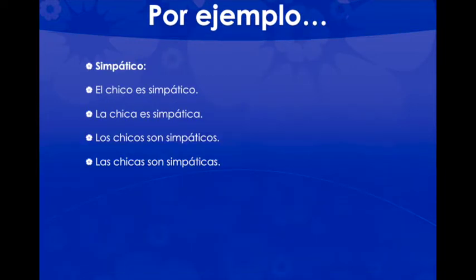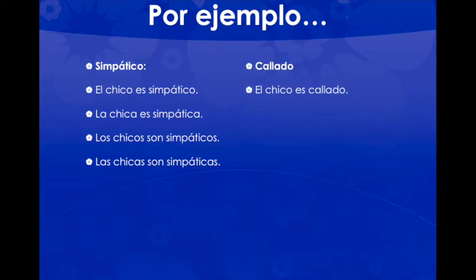So for example, if we were going to look at the noun or the adjective simpático, nice or kind. El chico es simpático. La chica es simpática, where you see all those words end in A. Los chicos son simpáticos, all words end in OS. And las chicas son simpáticas. Where all of the four, simpático, simpática, simpáticos, simpáticas, all in English mean nice. In Spanish, they have to change to agree in gender and in number.